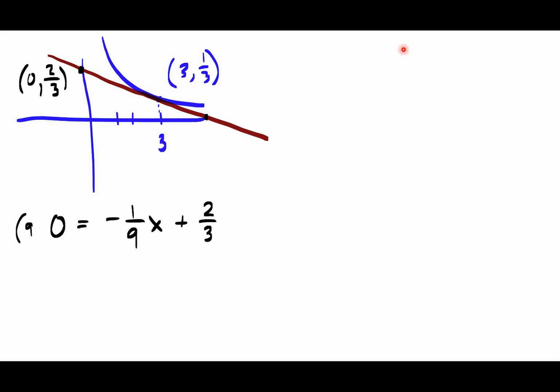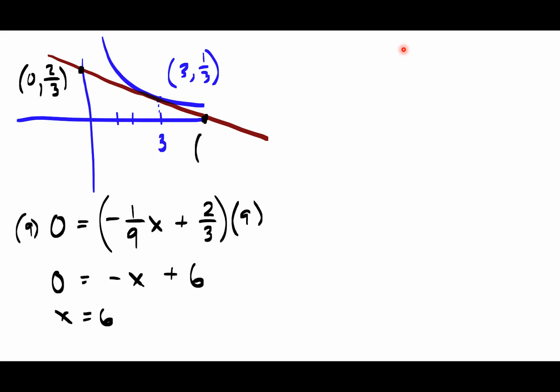I'm going to multiply both sides by 9. And if I multiply both sides by 9, I get 0 is equal to negative x plus, will that be 6? Is that right? 2/3 times 9, yeah, 18. 18 divided by 3 is 6. Okay, add x to both sides, and how about x equals 6? So now I know this point is 6, or (6, 0).